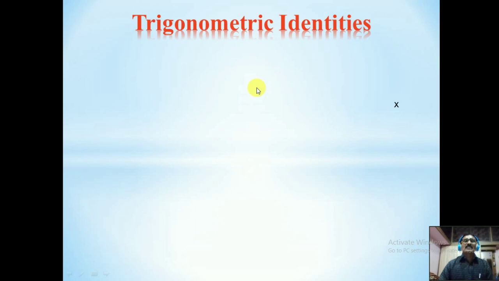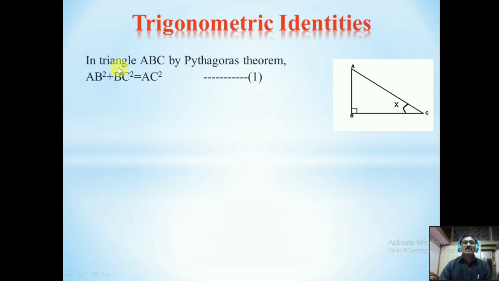Now we see trigonometric identities. Here, triangle ABC is right angled triangle, where angle B is right angle and angle C is x degree. In triangle ABC, by Pythagoras theorem, AB square plus BC square is equal to AC square.